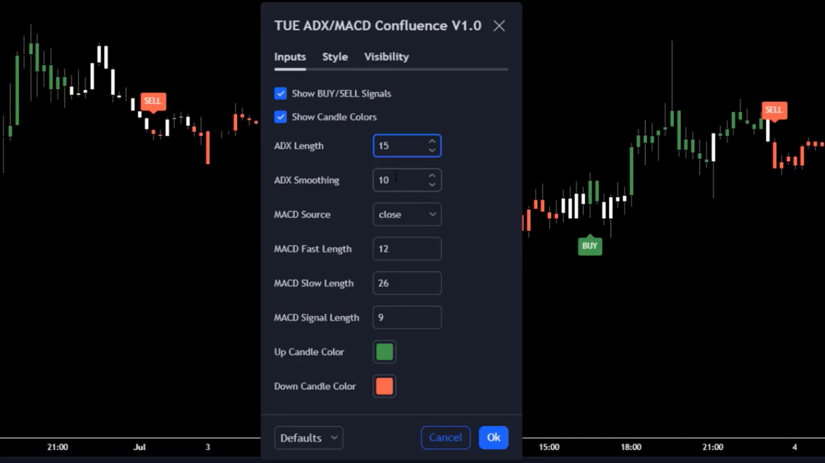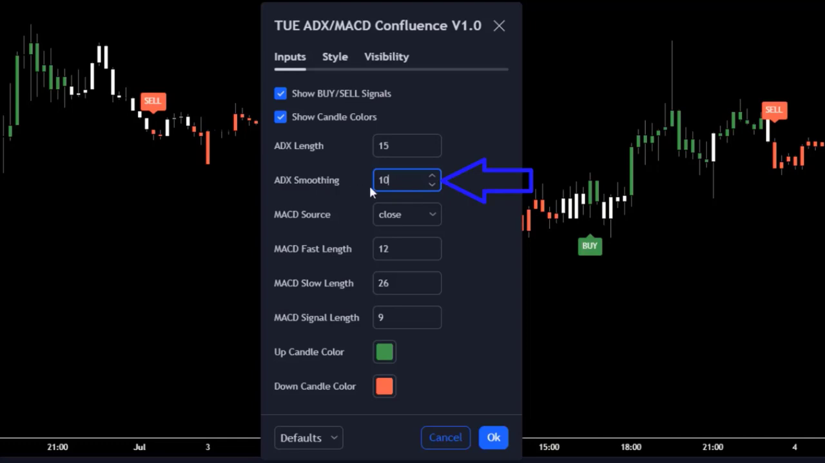Moving on to the second parameter, we have the ADX smoothing parameter. This parameter enables us to apply a smoothing factor to the ADX calculation, influencing the smoothness or responsiveness of the ADX line. By adjusting the ADX smoothing value, we can achieve different effects. Increasing the value results in a smoother ADX line, which helps reduce short-term fluctuations and provides a more stable trend indication. On the other hand, decreasing the value makes the ADX line more responsive to immediate changes, allowing us to capture short-term trends and fluctuations.